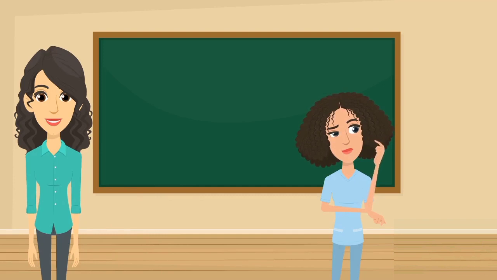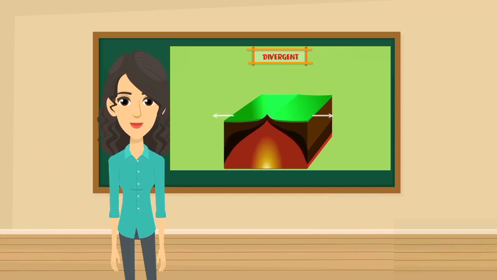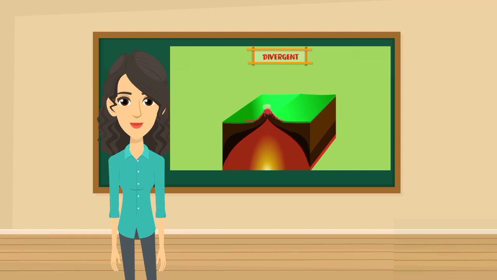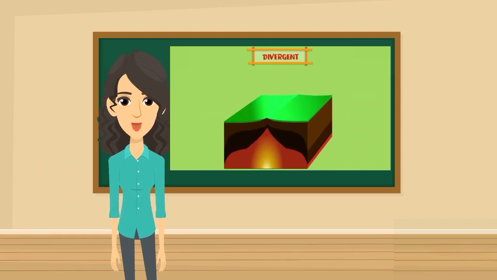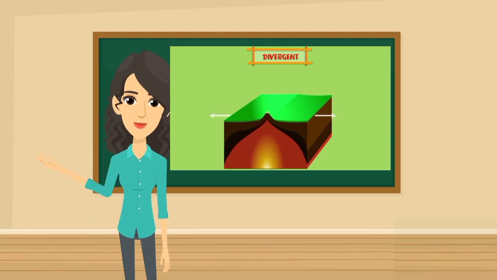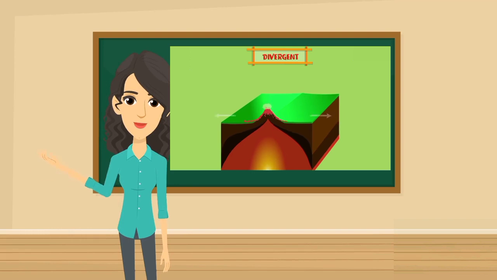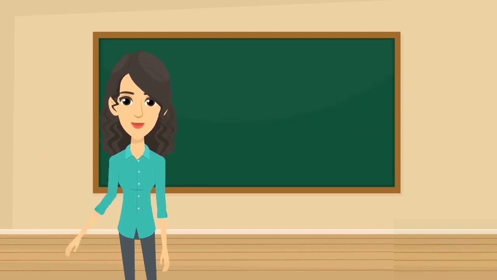Teacher, at a divergent margin, do the plates move away from each other? Yes. Very good. You're right. This is found between the African plate and the South American plate. When the plates move apart, new ocean floor is continuously being created as a result of divergent margins, and solidification along the edges of the plates. The mountain range known as the Mid-Atlantic Ridge has been formed by the divergence of plates.